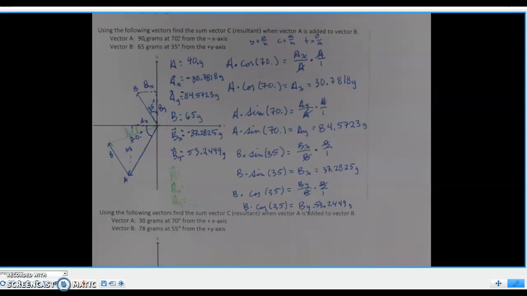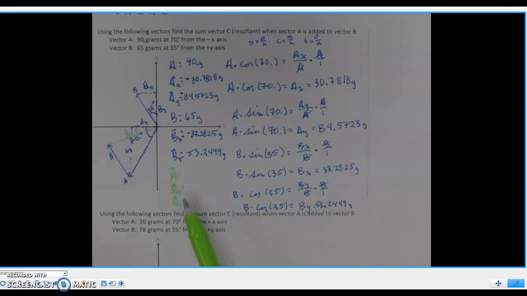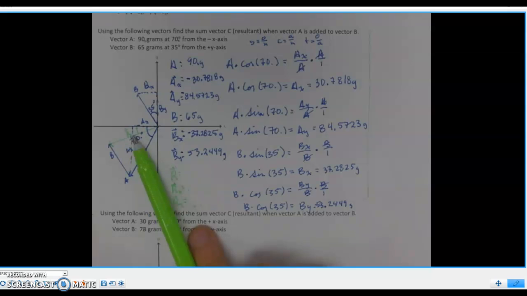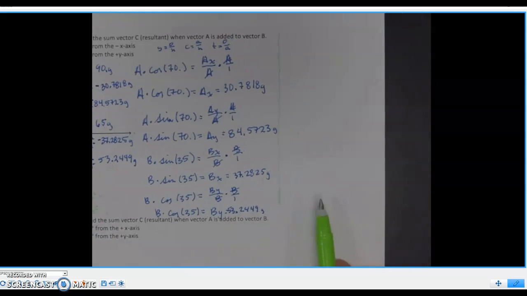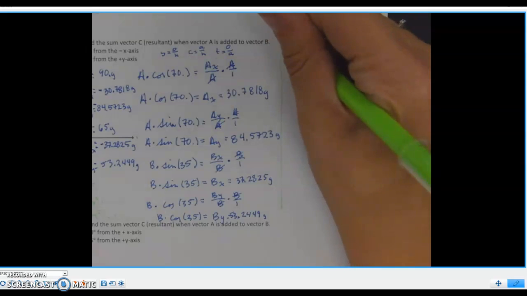Okay, let's wrap this problem up. So I just changed these colors to represent the resultant vector. So we want to figure out the resultant vector, magnitude and direction, and we do that by calculating r sub x and r sub y. Okay, so r sub x is just a sub x plus b sub x.